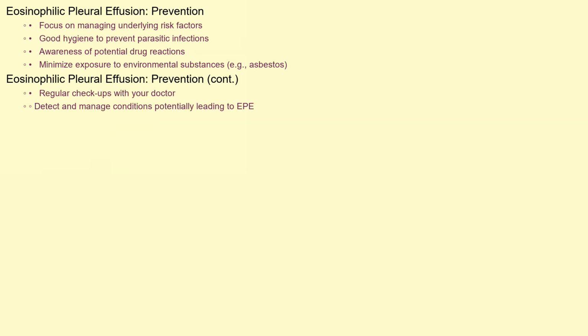Since eosinophilic pleural effusion is usually secondary to another condition, prevention is focused on avoiding or managing the underlying risk factors. This might include practicing good hygiene to prevent parasitic infections, being aware of potential drug reactions, and taking appropriate precautions to minimize exposure to environmental substances like asbestos. Regular check-ups with your doctor can also help detect and manage conditions that could potentially lead to EPE.